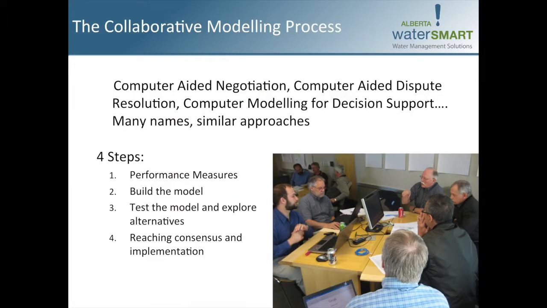So to get back to the boat project, we used a collaborative modeling process. There's many different names for this: computer-aided negotiations, computer modeling for decision support, whatever you want to call it. There's 4 basic key steps that are used in this process. The first is the development of performance measures. The second is to build the model. Third is to test the model and develop alternatives, so alternative management solutions. And then fourth is reaching consensus and working towards implementation.